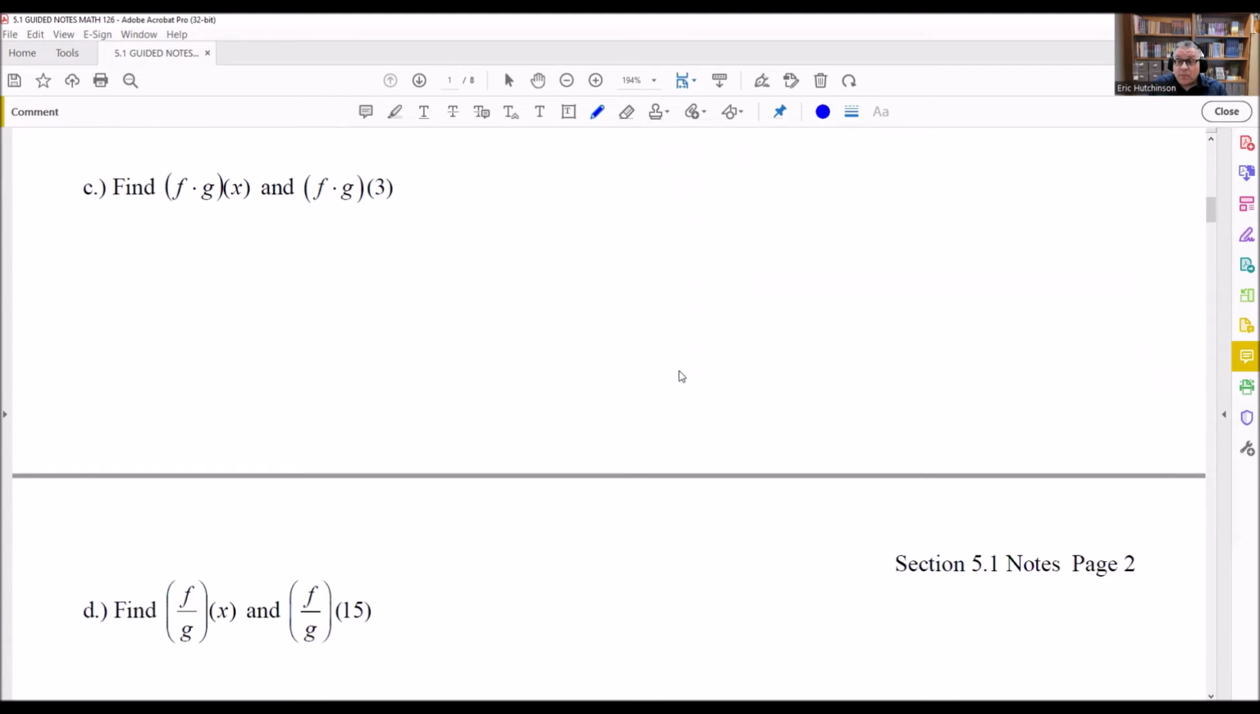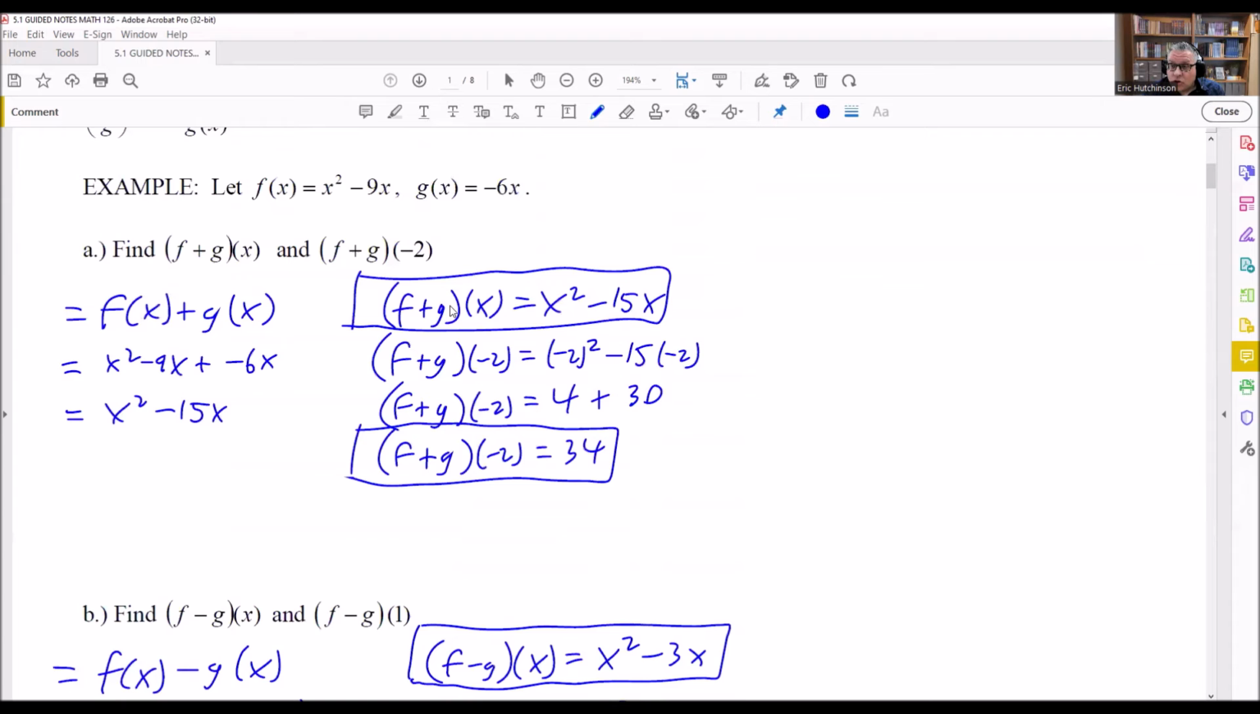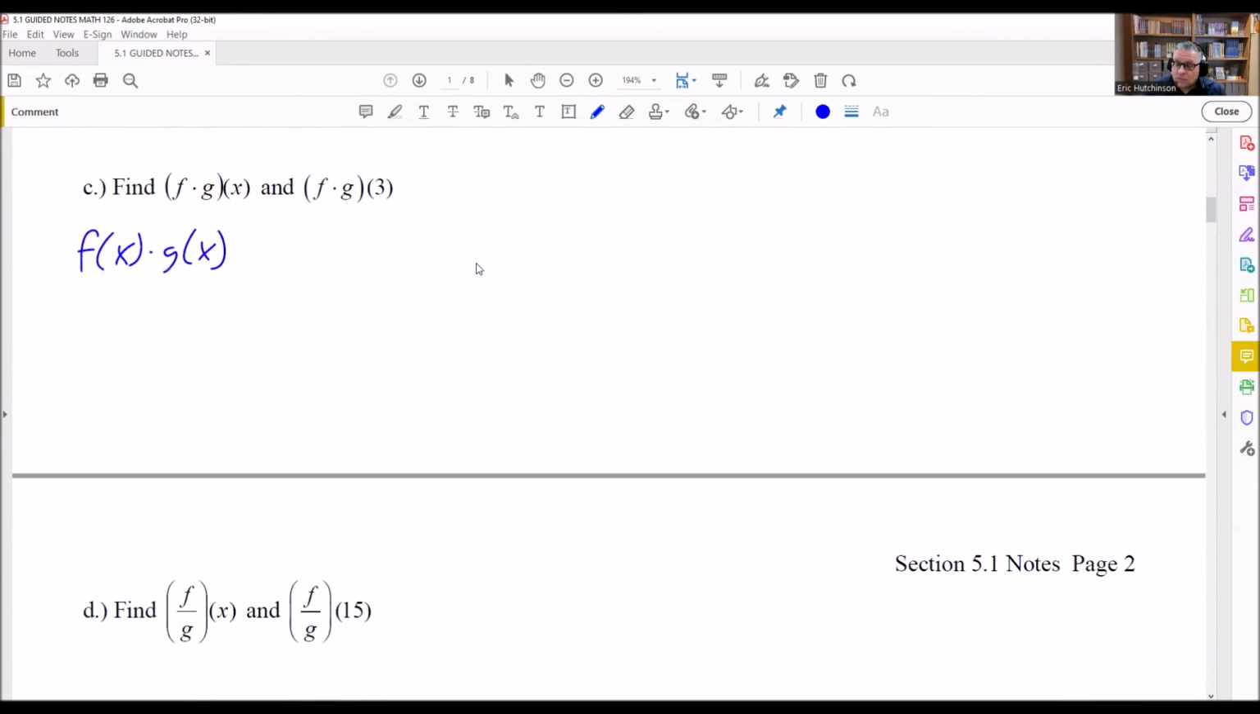Okay, for C, we have f minus g of x, f times g of x, and f times g of 3. This one, we want to do the definition f of x multiplied by g of x. So f of x times g of x. We want to plug in our two functions. So we go up to the top here: x squared minus 9x, and then we're multiplying this by negative 6x.